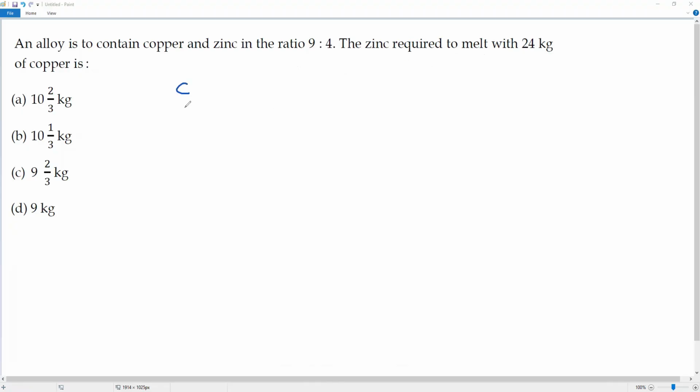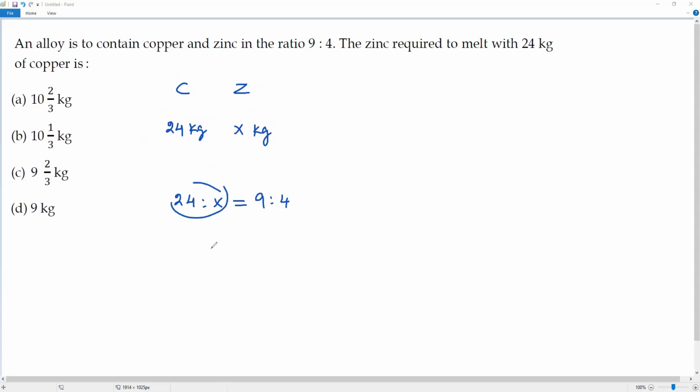Let me write the given quantity of copper, that is 24 kilograms, and our aim is to find the amount of zinc. Let me assume x kilograms as the amount of zinc to be melted with 24 kilograms of copper. Now let's get the ratio of the two quantities, I mean the quantities of copper and zinc. Then we have 24 to x. Already we have a ratio of copper and zinc, that is 9 to 4. So this ratio must be equal to 9 to 4. Now we have to solve for x in this equation, which gives the amount of zinc required.